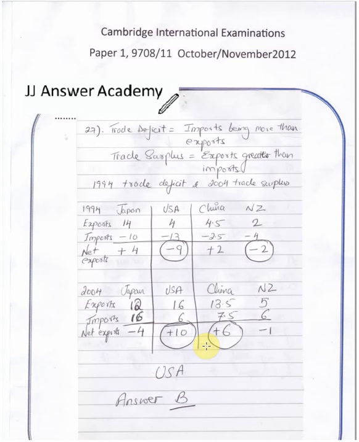But the statement says deficit in 1994 and surplus in 2004. So hence USA is the answer. Our answer is B.